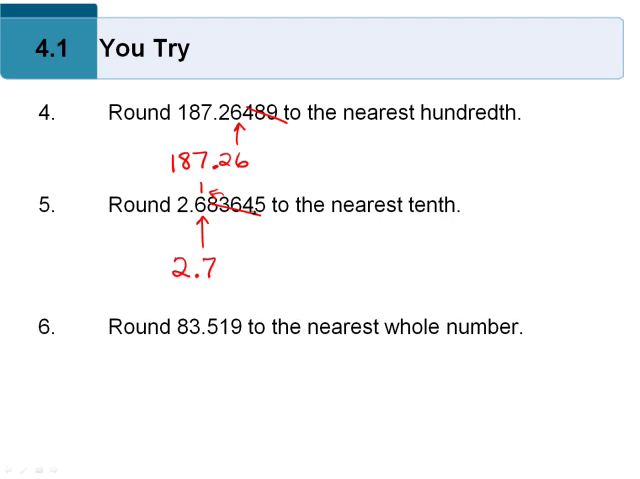Okay? And number 6, round 83.519 to the nearest whole number. So the 3 here is the first digit in the whole number places because it's on the left side of the decimal point. So you're looking at the 5. Well, that 5 is 5 or greater, so you're going to add 1. So that would be 4 and 8, and it would just be 84. And you don't even put zeros after it, just 84. You don't even have to put the decimal point there.